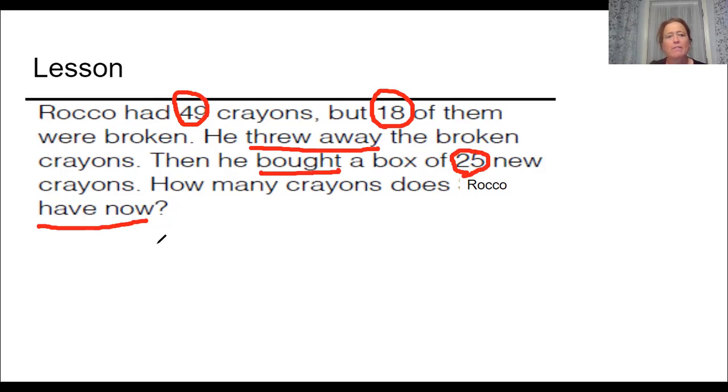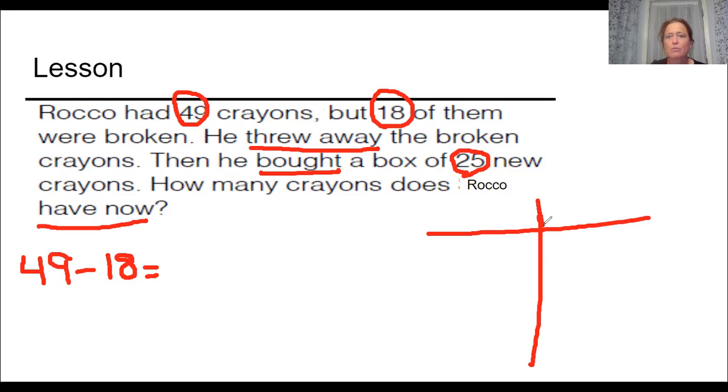Okay, so if I know he had 49, and he threw away 18, which means he doesn't have them anymore, so we have to subtract. So the first answer that I'm looking for is how many he had after he threw 18 of them away. That's the first problem I'm going to do. And I'm going to choose to do my place value chart. So I have 10s on this side and 1s on this side. And remember, when we're subtracting, we only put the first number in our chart.